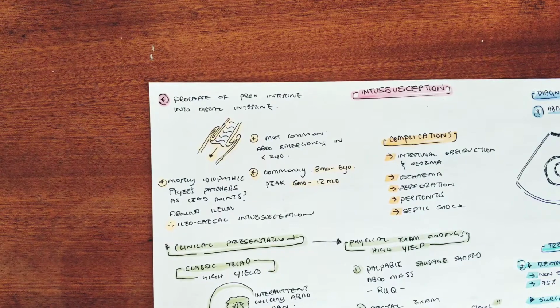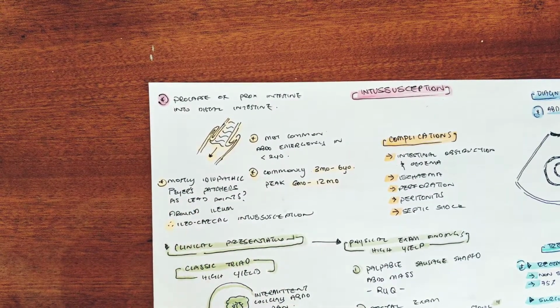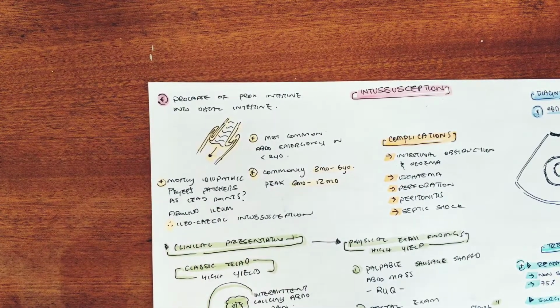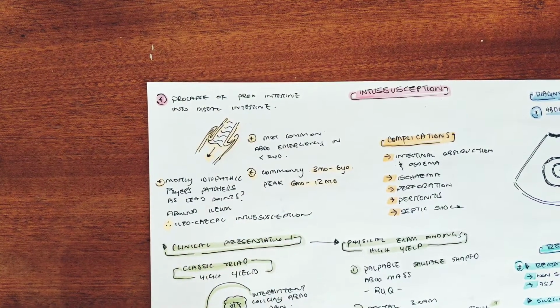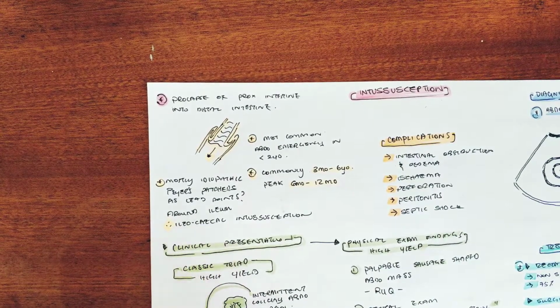The cause of intussusception is mostly idiopathic, but it is thought that the Peyer's patches are lead points at which the intestine folds into itself and causes a prolapse. So that's why these prolapses are usually found at the ileocecal junction. So that's called an ileocecal intussusception, and that is the most common form or location of intussusception because that's where most of the Peyer's patches are.